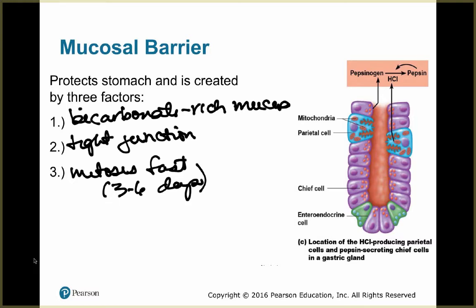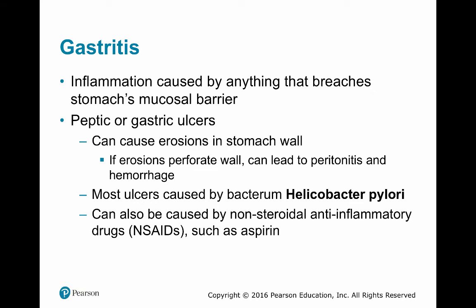So if anything breaches this mucosal barrier, it can lead to gastritis. And this is the inflammation caused by anything that actually breaches the stomach's mucosal barrier. So things like peptic or gastric ulcers are considered this because they can cause erosions on the stomach wall. And if these erosions actually perforate the wall, it can lead to peritonitis and hemorrhaging, right?